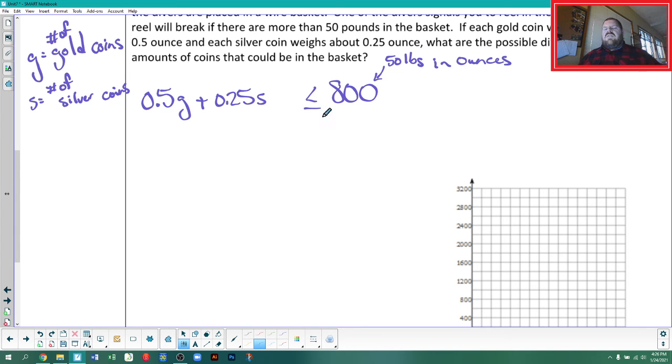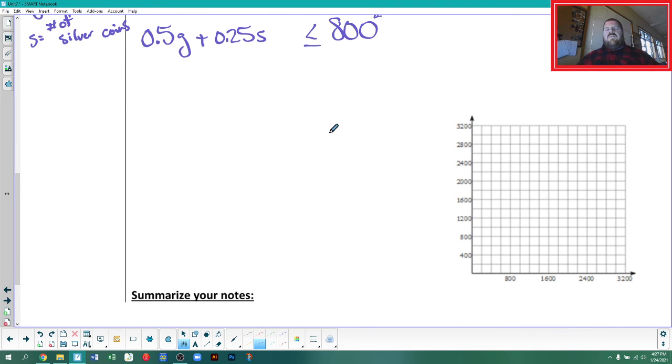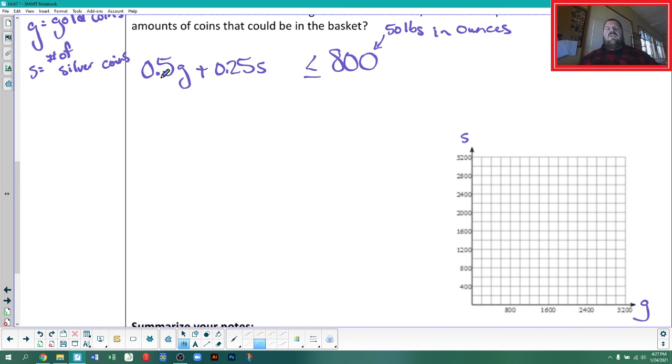Number one, it's going to be a solid line because of the or equal to. To graph it, I need to use the cover up method. So I'm going to cover up gold, and I'm going to set this up as my gold axis, this will be my silver axis. Okay. And so let's go ahead and look at covering up gold. So I have 0.25s equals 800.